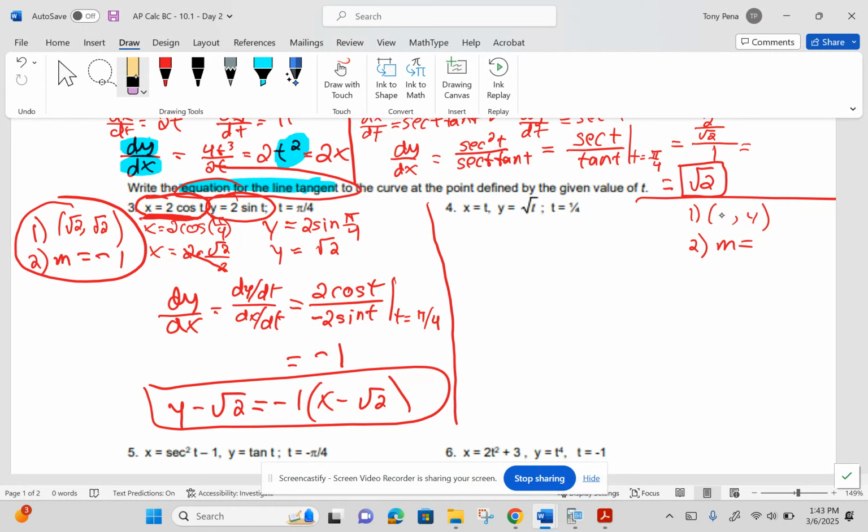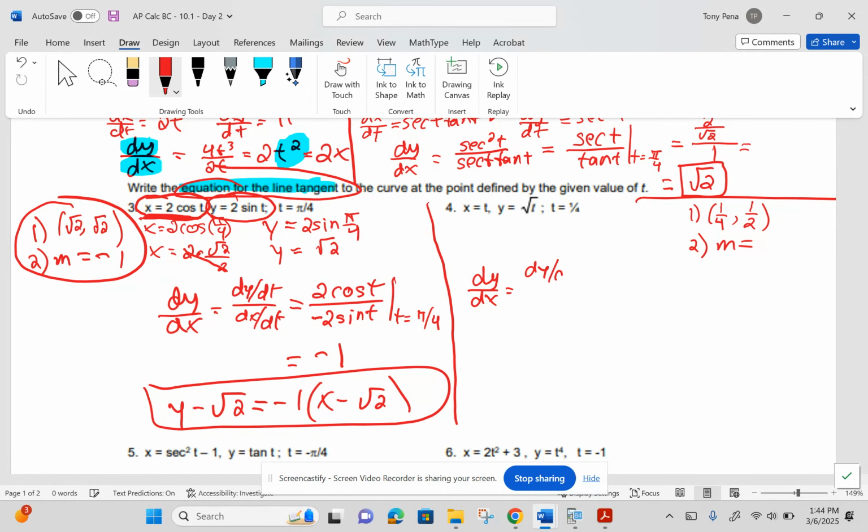Okay, so the point, super easy in this one. X equals t. So if your t is 1/4, that means x is 1/4. Y is the square root of your time. So the square root of 1/4 is 1/2. And again, your slope is the dy dx. So this is the one that requires a little bit of work.